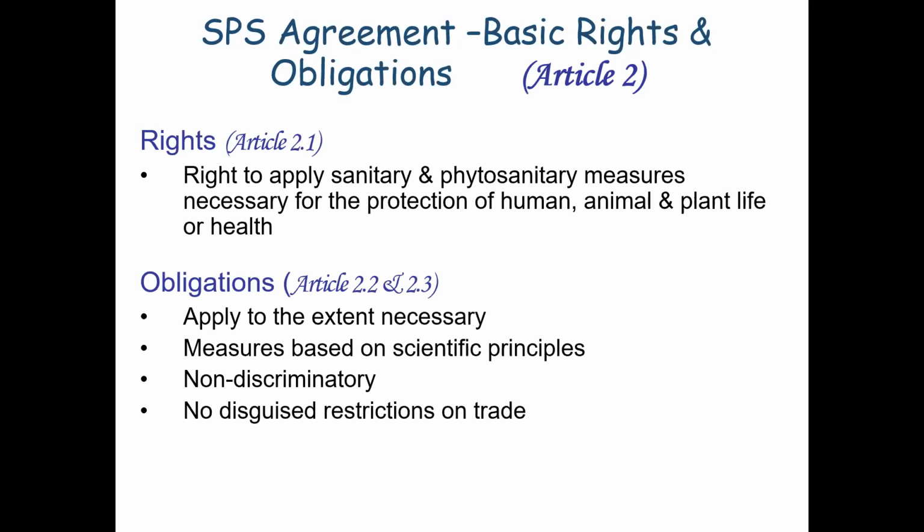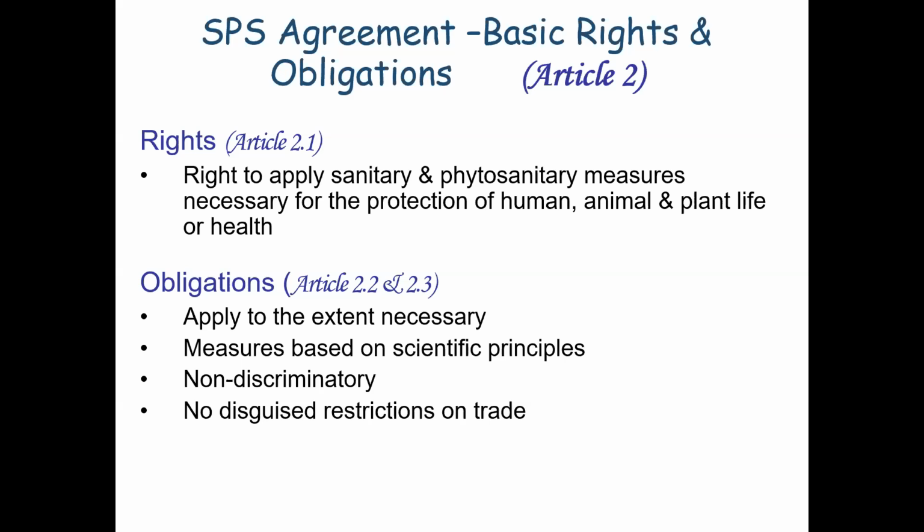Obligations are that the measures should apply only to the extent necessary. It should not be more than what is required to protect the health and safety of their populations of human, animal, and plant. So that's one obligation. Second is that they should not be used for protectionary purposes and not result in unnecessary barriers to trade. So the right is you can apply. Obligation is only to the extent necessary, not more than what is needed.